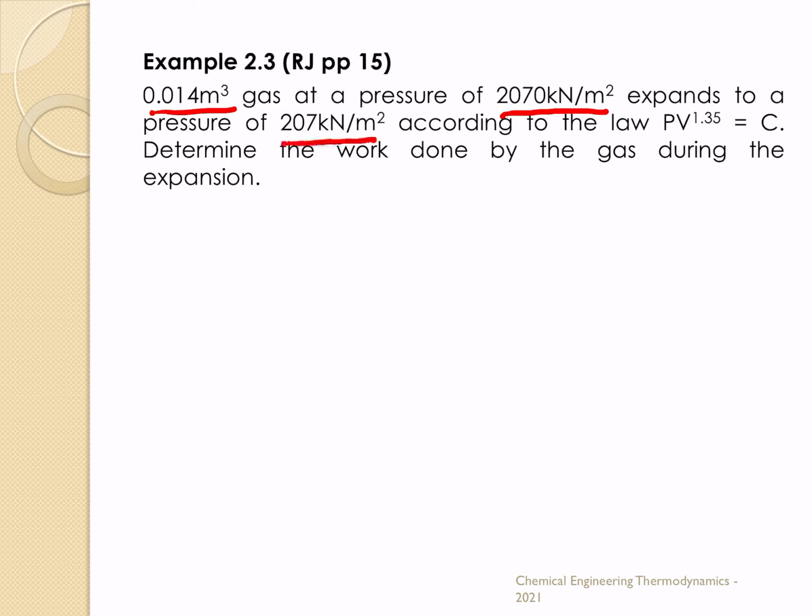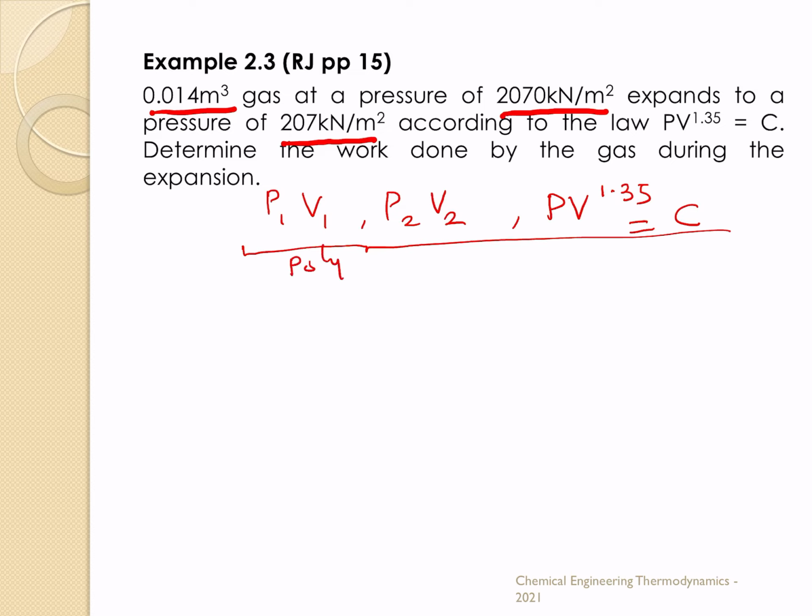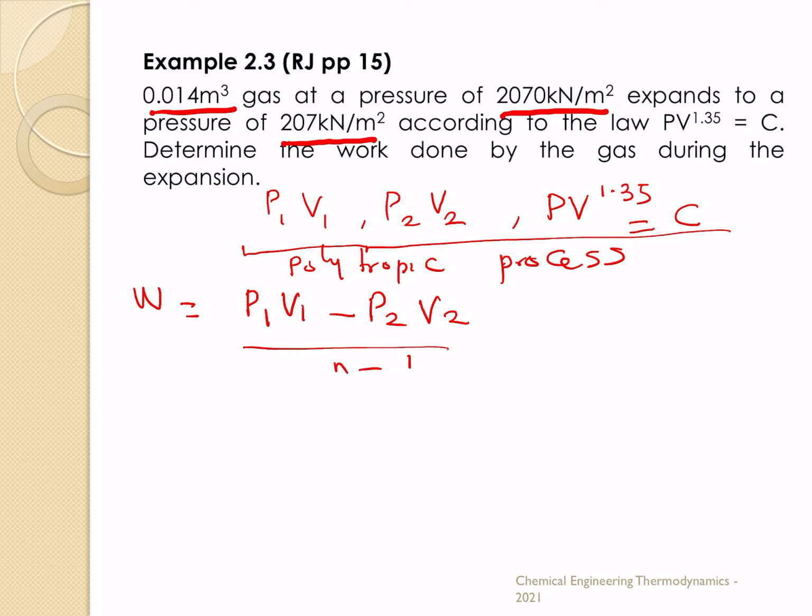Looking at this again, it's evident that we have P1 V1 and P2 V2, and we have PV raised to power 1.35 equals C. So it is evident that this is a polytropic process, and it's just an expansion taking place. From the previous lecture, the work done for expansion, so take note, this is expansion, not compression as we saw previously, is given as P1 V1 minus P2 V2 over n minus 1.